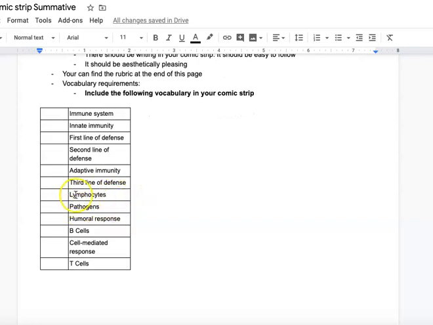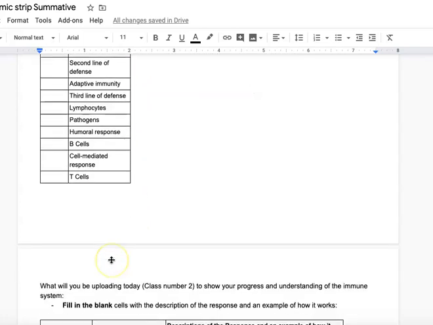Lymphocytes, remember the lymphocytes are the immune system cells for the adaptive immunity, the B cells and the T cells, okay? Lymphocytes should be there, pathogens should be there, humoral response should be in one of your panels with your B cells, cell-mediated response should be in one of the panels with your T cells. Okay, so these are the vocabularies that I'm requiring you. It is not limited to this. You could use more vocab as well.